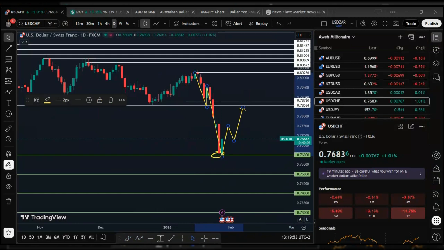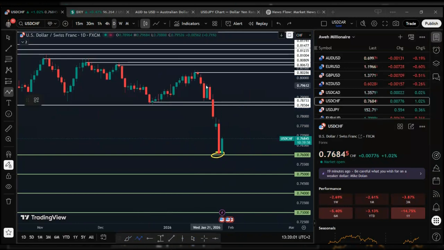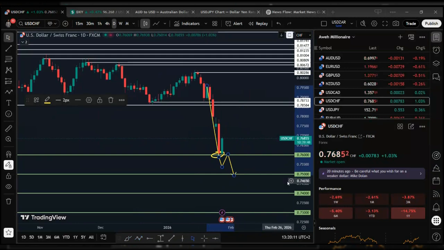0.7858 and the 0.7873 zone of resistance. Either that or a break below the psychological support, then continues this downward move, where a break and a close below this level opens up doors for price to continue to the downside, with the next support at the psychological level of the 0.75 on dollar Swiss as well.